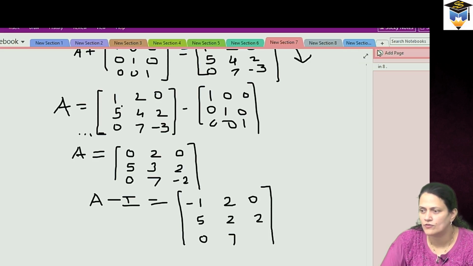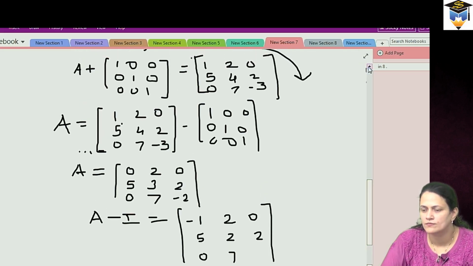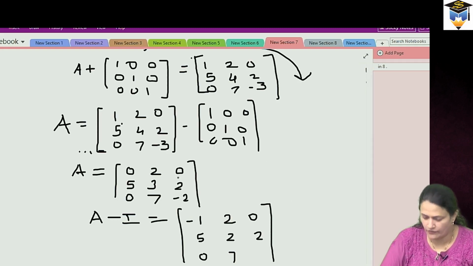So, what is the value of A? Are you getting the A matrix like me? Correct, no? So now 7 will remain as it is, and what will happen to this?